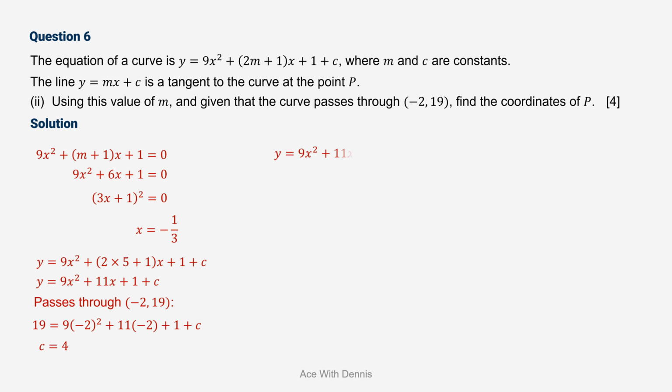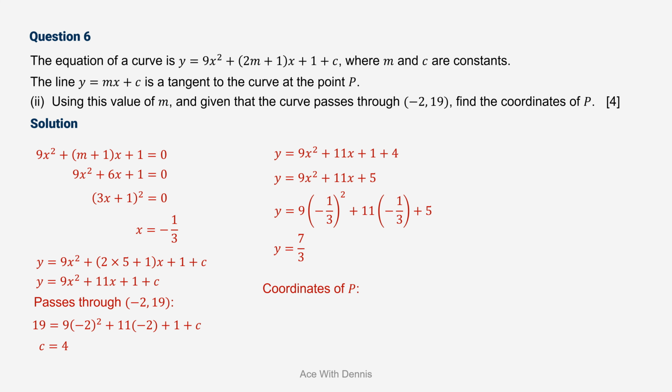Then I rewrite the equation of the curve: y equals 9x squared plus 11x plus 1 plus 4, which is 9x squared plus 11x plus 5. Substitute x equals -1/3 into this equation, and I can find the y coordinate of the point P. So the equation is y equals 9 times (-1/3) squared plus 11 times (-1/3) plus 5. Solve it, I will get y equals 7/3. Therefore, the coordinates of point P will be (-1/3, 2 and 1/3).